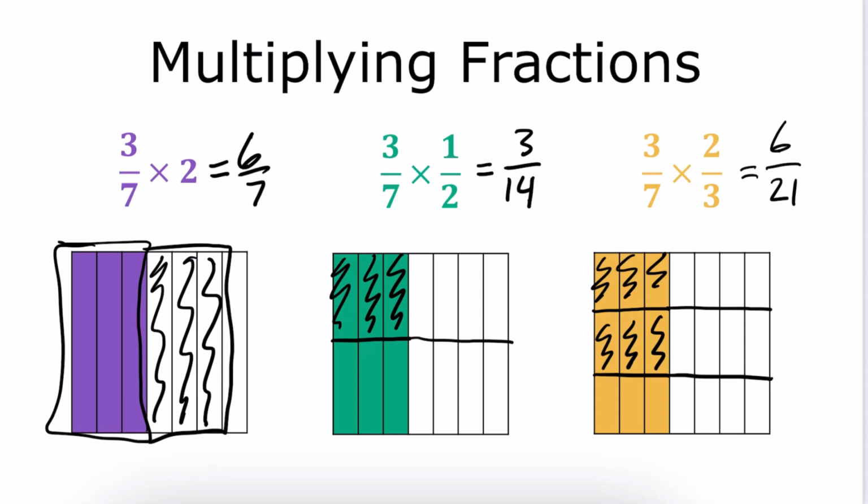And notice that my answers are all smaller than the original fraction I was multiplying by. 3/14 is less than 3/7. 6/21, which you could reduce by dividing the top and the bottom by 3, and you get 2/7. That's less than 3/7. And so that's one way that you can help your students visualize the multiplication process for fractions.